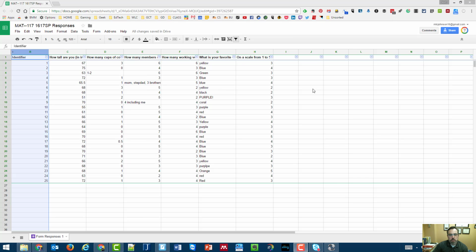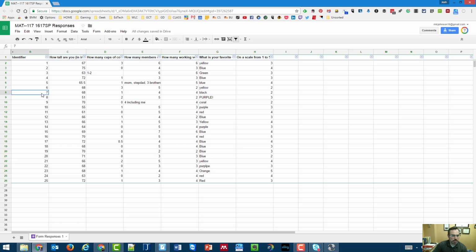So just a quick review. Here is a collection of data that I collected about how tall people are, how many cups of coffee they drink, how many members there are in their family, what their favorite color is, etc. Just a reminder that when I look at a spreadsheet, this represents one individual. An individual is whatever you're collecting data on. In this case, it happens to be an actual individual, but you could be collecting data about how much food a dog eats. The dog would be the individual. How many miles per gallon a car gets. The car would be the individual.